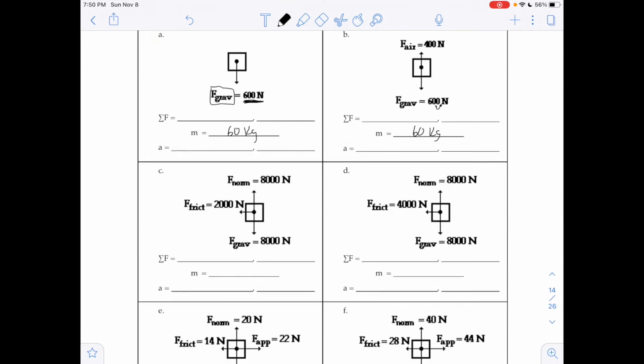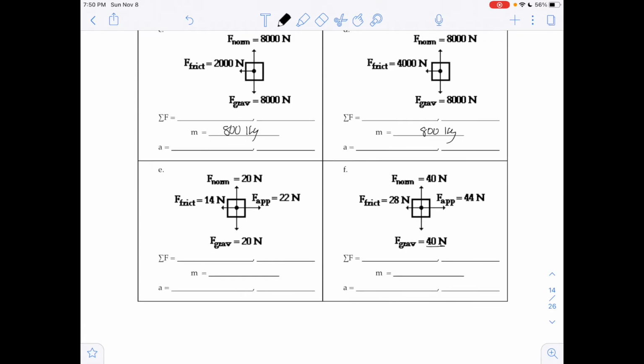So here, this would be 800 kilogram. This would also be 800. This would be, so this is 40 newtons, so the mass here is going to be 4 kilogram, and then 20 newtons, that's going to be a 2 kilogram object.